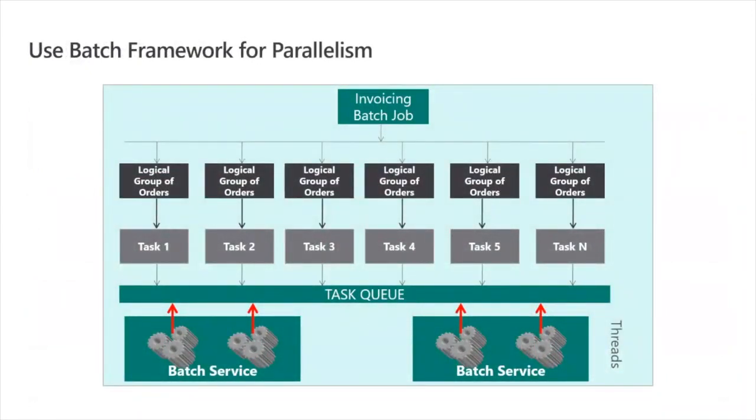Here in that graph, you see a sample of batch framework utilization with an invoicing batch job, for instance. This graphic should give you an idea of how tearing down a monolithic process like that invoicing batch job would distribute within the batch framework. So take a large volume invoicing batch job, and it is ultimately, first of all, distributed into logical groups of orders, so kind of buckets here.